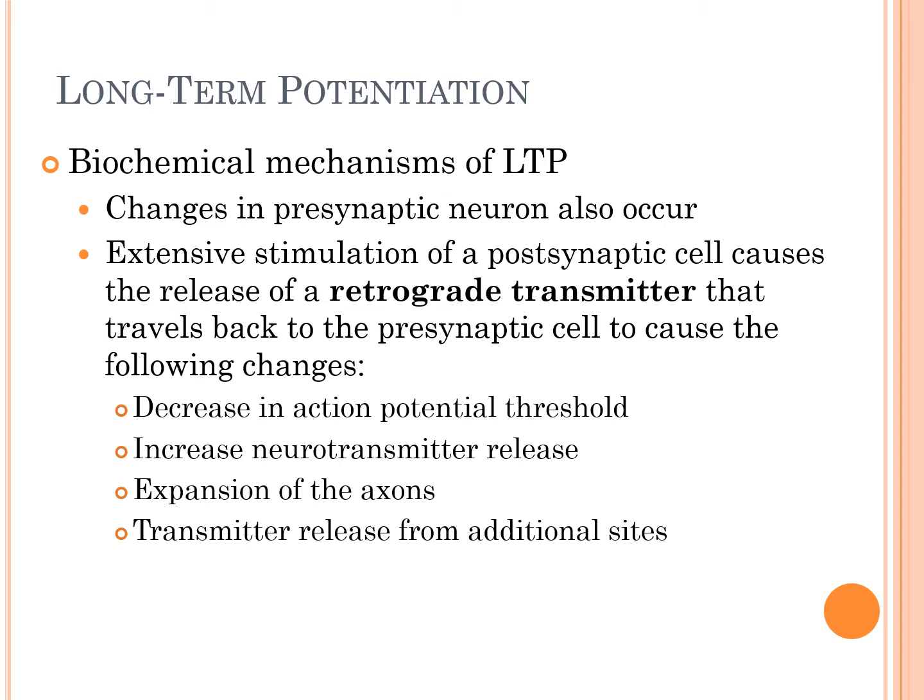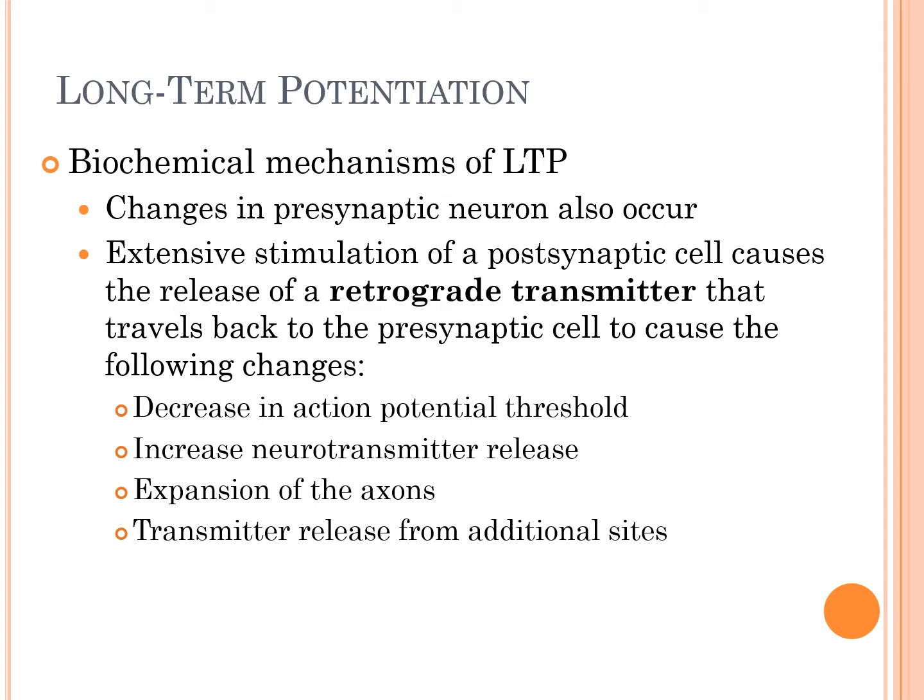We also do see changes in the presynaptic neuron as well, as extensive stimulation of a postsynaptic neuron is going to cause the release of a retrograde transmitter. That nitric oxide is going to travel back to the presynaptic cell. If you remember, that fit in to tell the presynaptic cell that, hey, you've sent enough neurotransmitter, but what it's also doing is it's allowing for some of the following changes.